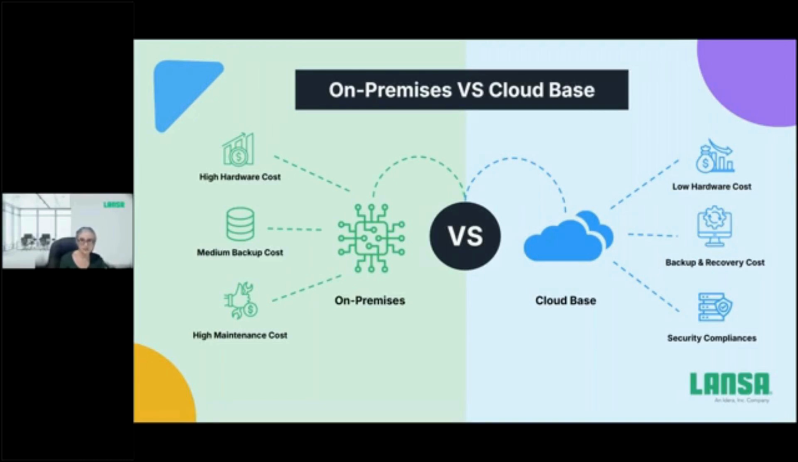You don't have to purchase hardware, you rent it. So there's less capital expenditure. You don't have to worry about the backup. Well, you still have to have a backup process, but a lot of the time that backup is taken care of by the cloud provider.